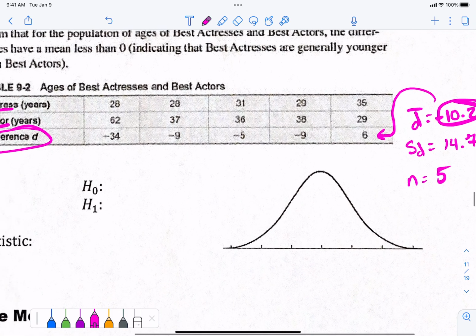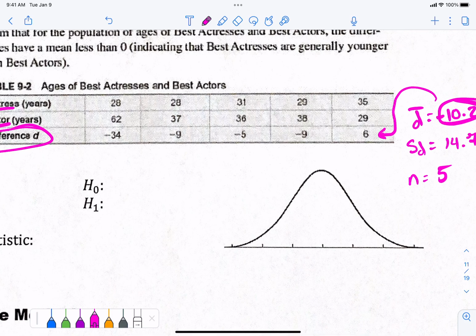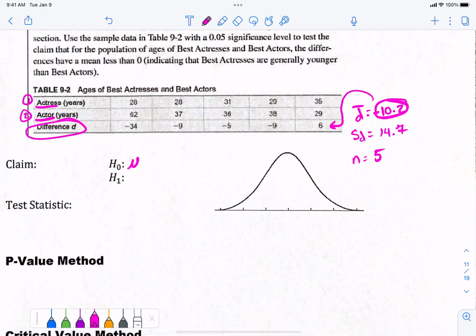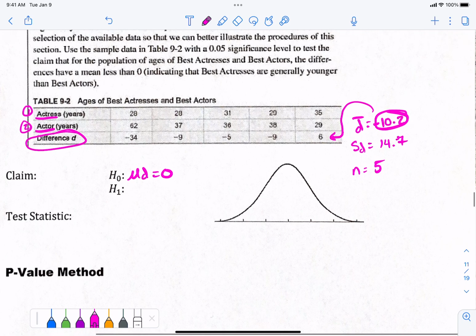Now, a lot of people think N is 10 because I have 10 total. N is just how many pairs you have. So, N is 5. Got it? All right, so our hypothesis is that mu D equals 0. Okay? What is the actual difference between the two on average?